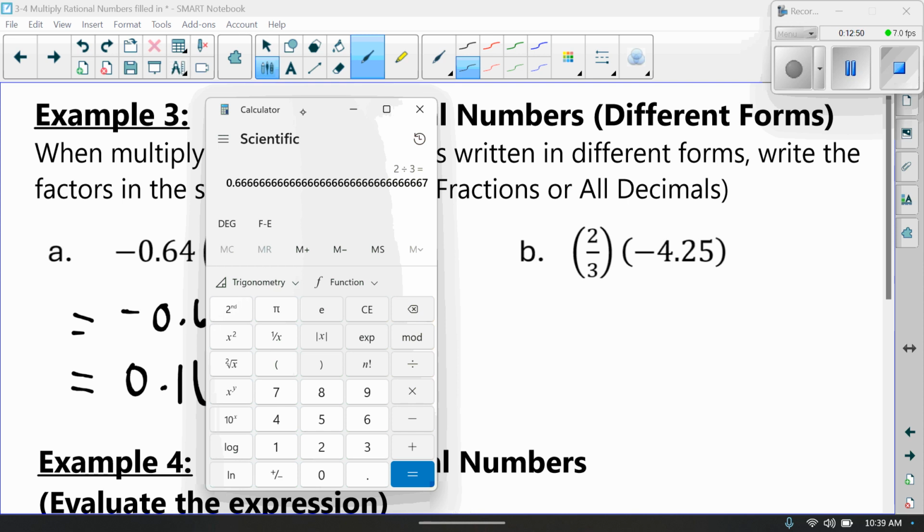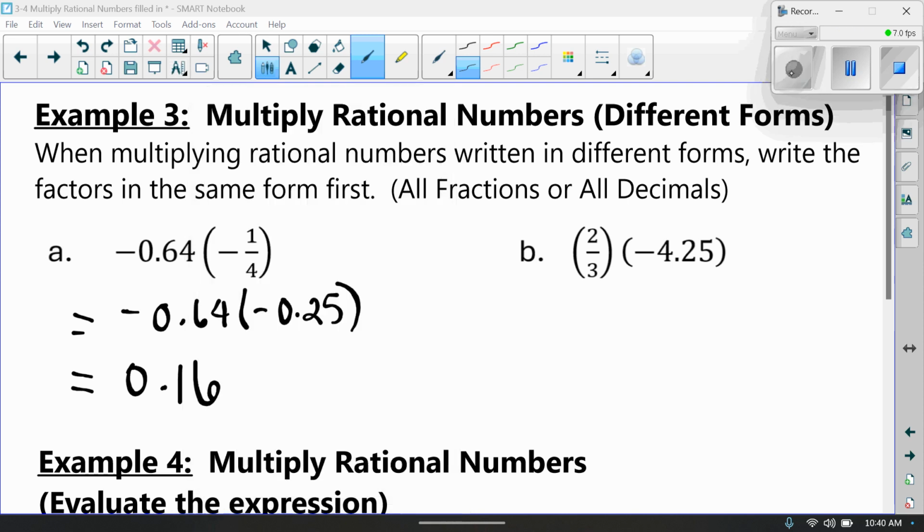But I'm going to show you how to use your calculator. You ready? So you're going to put in 2/3 on the calculator. So you're going to type in 2 and then press the ABC button and 3.